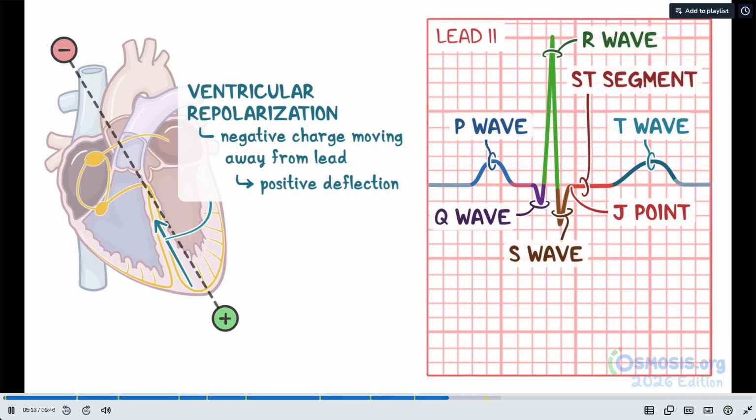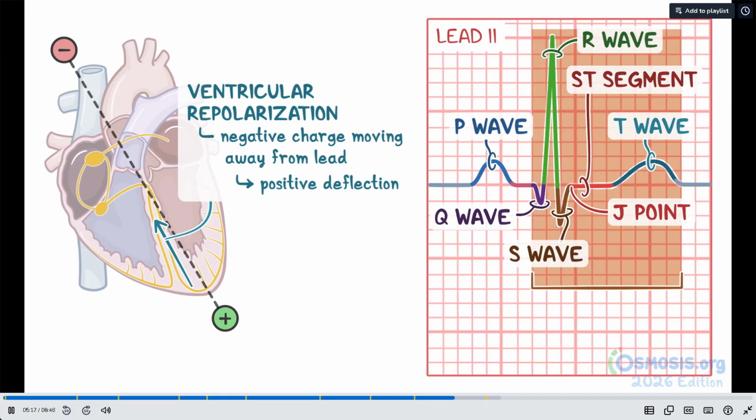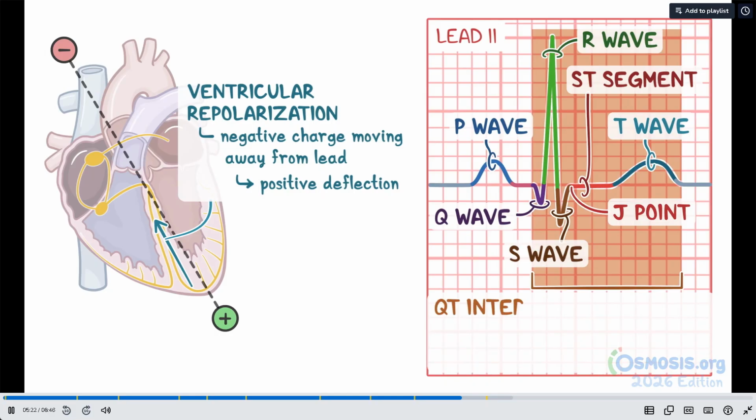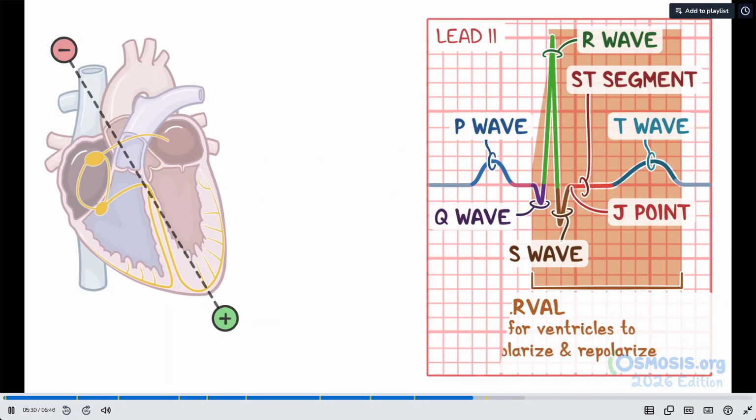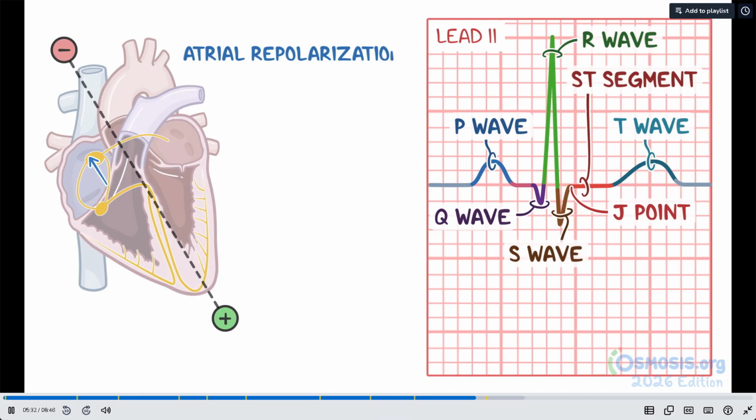Finally, the part from the beginning of the QRS complex to the end of the T wave represents the QT interval. The QT interval is the total time the ventricles take to depolarize and repolarize. It's worth mentioning that atrial repolarization also takes place, but it happens during the QRS complex, which is hidden by the large ventricular signals, so it's not visible on the ECG.